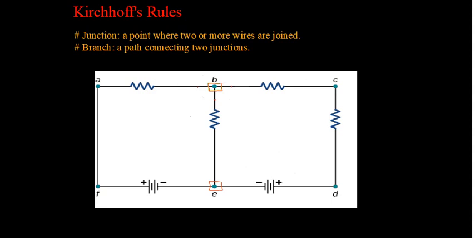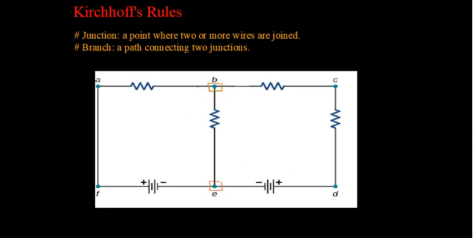In some textbooks, you might find people use the term node. Junction or node, it's the same meaning, the same definition, but the difference is probably because of the country, which one they prefer. It doesn't matter. Now, a branch simply is a path connecting two junctions. So in our circuit here, I have three branches.